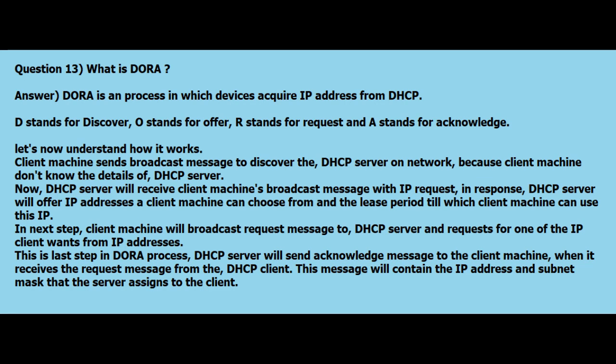DHCP server will offer IP addresses a client machine can choose from and the lease period till which client machine can use this IP. In next step, client machine will broadcast request message to DHCP server and requests for one of the IP client wants from IP addresses. This is last step in DORA process. DHCP server will send acknowledge message to the client machine when it receives the request message from the DHCP client. This message will contain the IP address and subnet mask that the server assigns to the client.